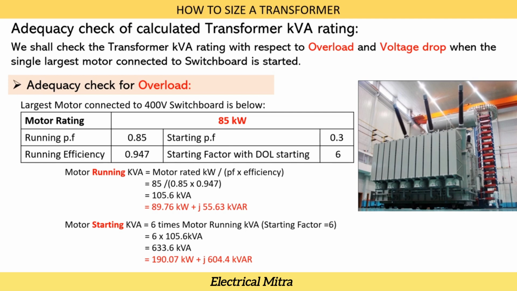So we arrive at a motor starting kVA of 633.6 kVA, which is equivalent to 190.07 kilowatt plus 604.4 kVAR.